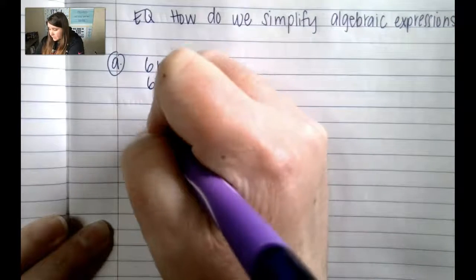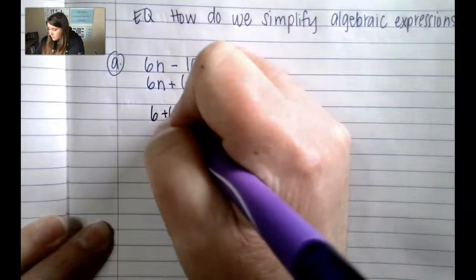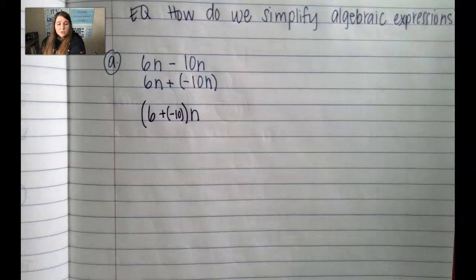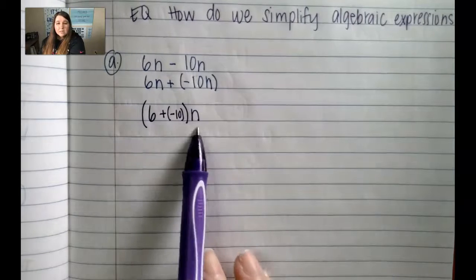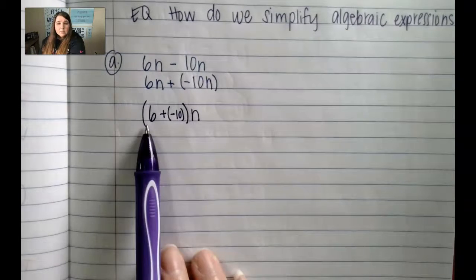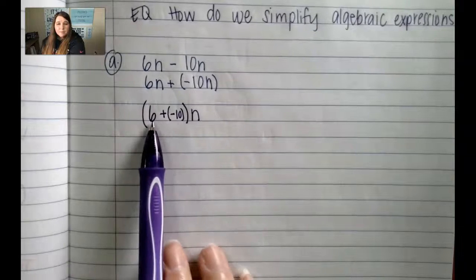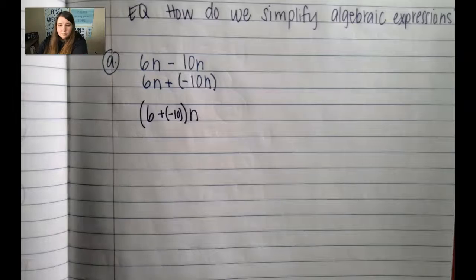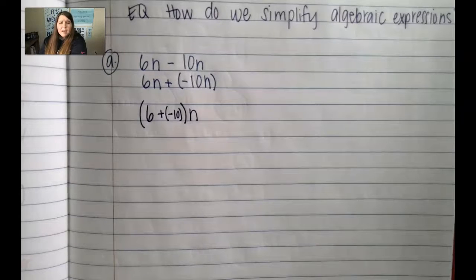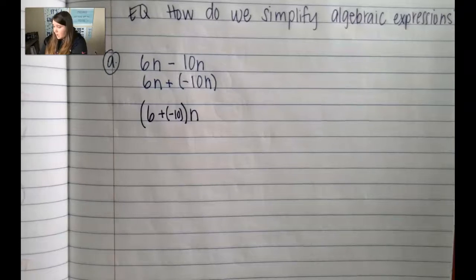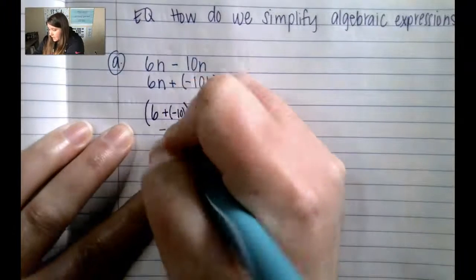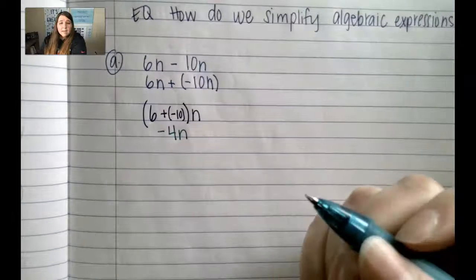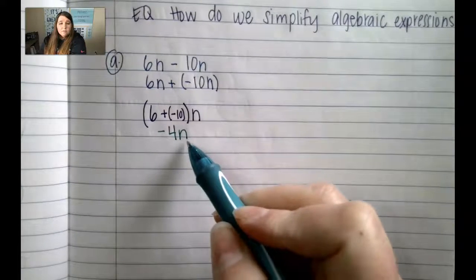So now this says 6 plus negative 10 times n, because we know with the distributive property that whatever is in here is going to be multiplied by n. So we're just going to solve by looking at this number and solve for an answer. If I have 6, but I add on 10 negative, I'm looking at a negative 4 times n. So when I simplify this down, I get negative 4n.